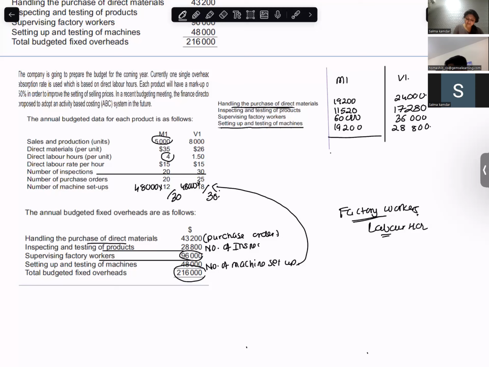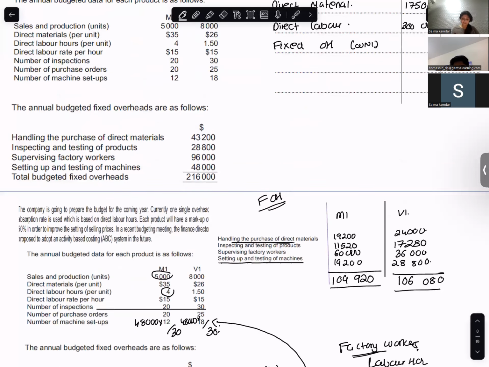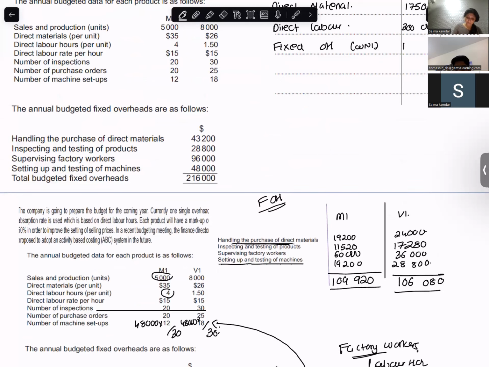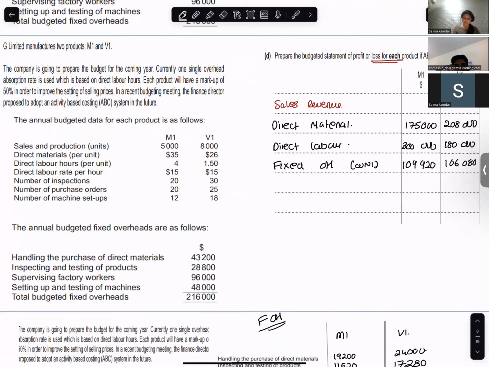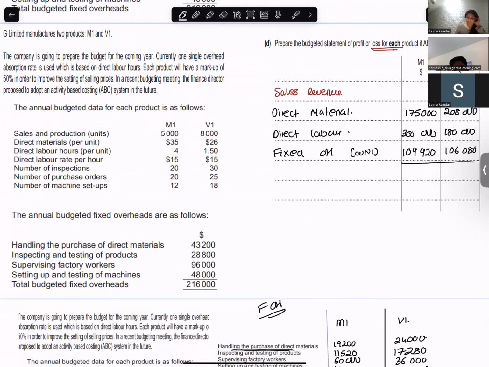28,800 for V1. So the total factory overheads for M1 would become 109,920, and for V1 it will become 106,080. Are you with me? Then you will get your total cost.